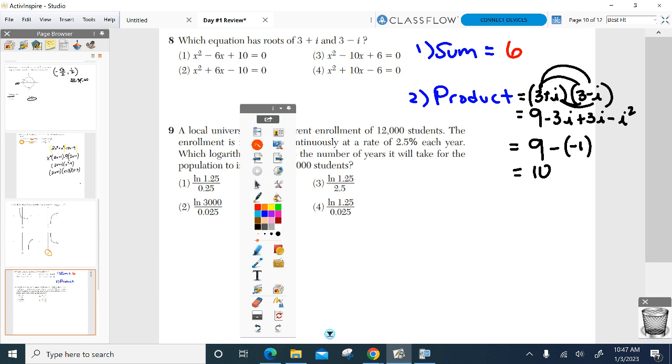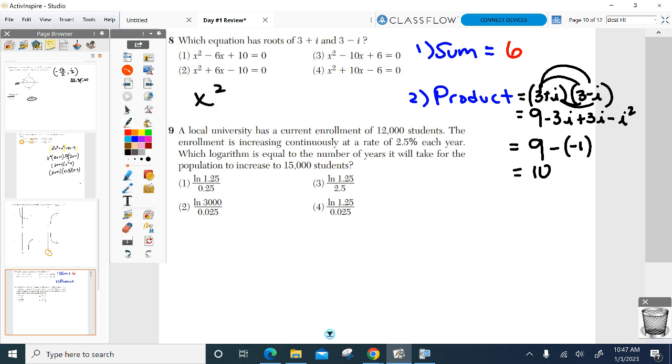Everyone all right? So how do I use these 2 answers to get my equation? Ready? First one's always going to be x squared. Your b value is the opposite of the sum you got. So I got a sum of 6. What's going to be my b value? Negative 6x. Always the opposite. The c value is the product. Done. Plus 10. That's how I go from the roots to the equation. The b value is the opposite of the sum. The c value is the product. Boom, boom, boom. There it is.